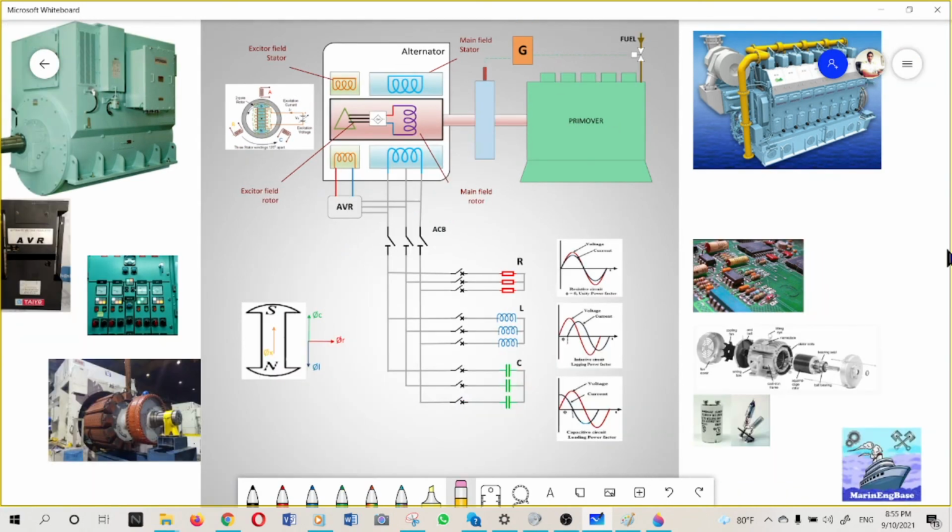Okay, here we are at the end of the discussion. As a summary, we can conclude that the governor responds to active power variation, and the AVR will respond to reactive power variation in the bus bar.